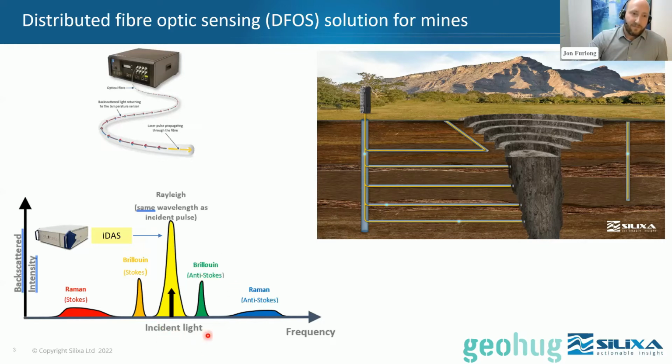So we can measure absolute strain with the Brillouin backscatter response, and then relative strain and acoustics we can measure with the DAS backscatter response. So that's distributed acoustic sensing. Distributed acoustic sensing has improved a lot in the past few years.